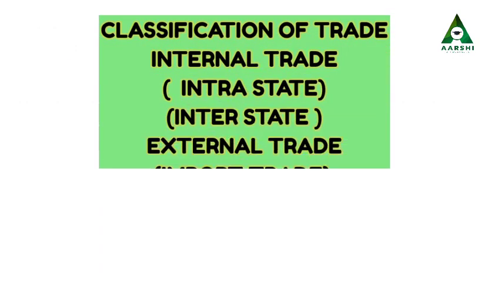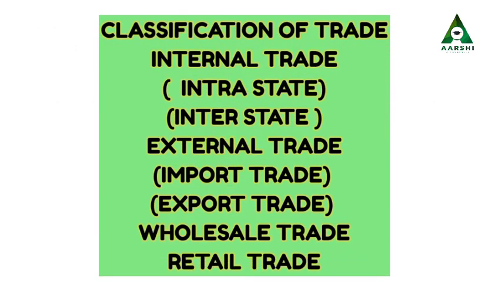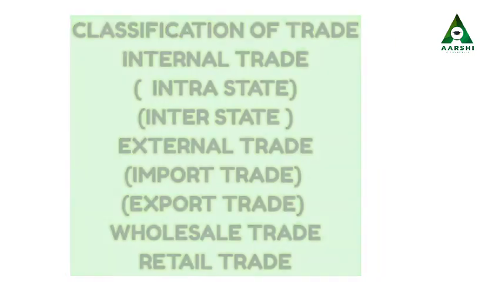So, this is all about the classification of trade, where we have already studied about internal, external trade, thereafter types of internal trade and types of external trade, then wholesale trade and retail trade. So, in our next class, we'll discuss about the various types of aids to trade or auxiliaries to trade, and will understand how it helps to remove various obstacles while transferring the goods and services from the place of producer to the place of consumer.